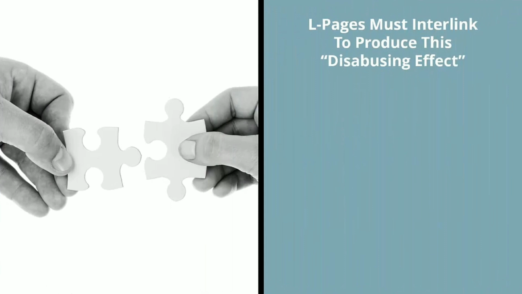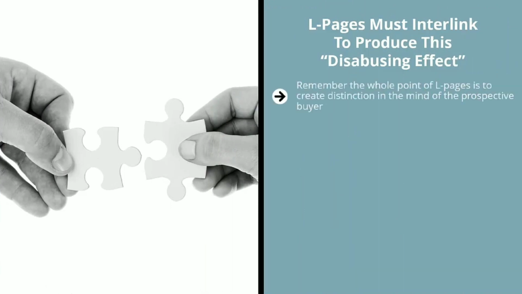L pages must interlink to produce this disabusing effect. Remember, the whole point of L pages is to create distinction in the mind of the prospective buyer. Prior to this point, they were at the K page level and they're basically saying, well, there are so many options out there and they're basically the same. The job of a well-written L page is to say, no, they're not. How do you make your case?